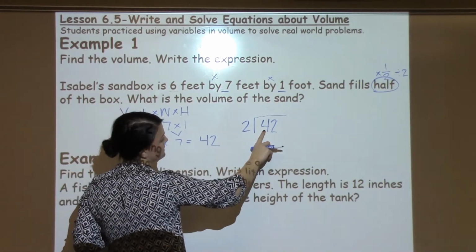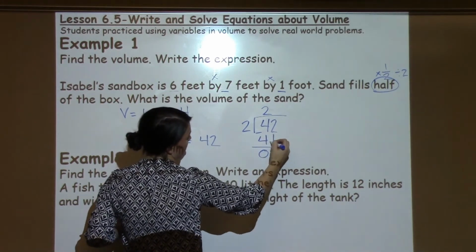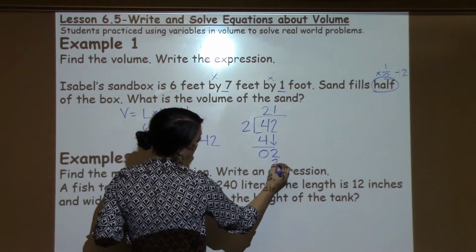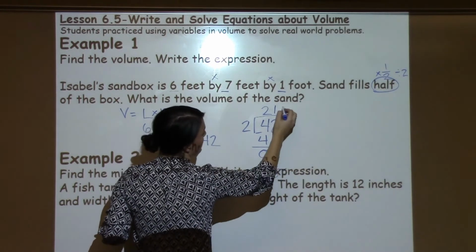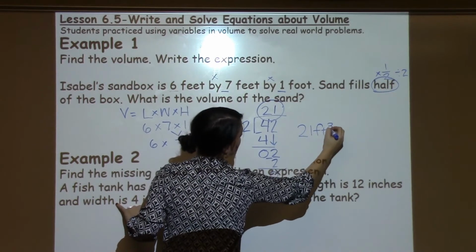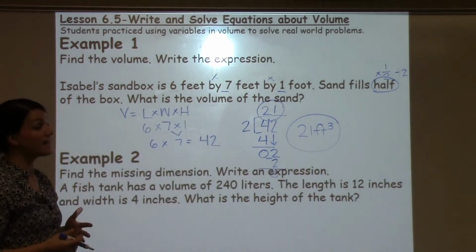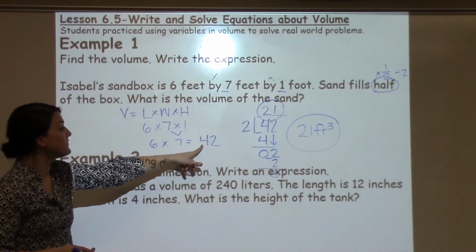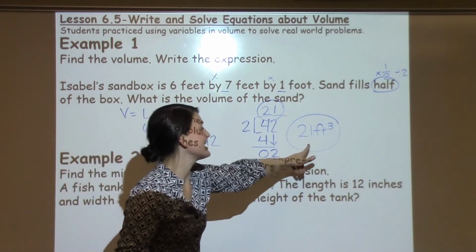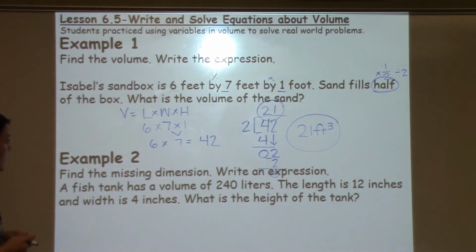So 2 goes into 4, 2 times exactly. Then I bring down my 2. 2 goes into 2, 1 time exactly, for a final answer of 21 feet cubed of sand. So again, they could really answer two questions here. The sandbox has a volume of 42 feet cubed, and the sand takes up 21 feet cubed, which is the answer that we want.